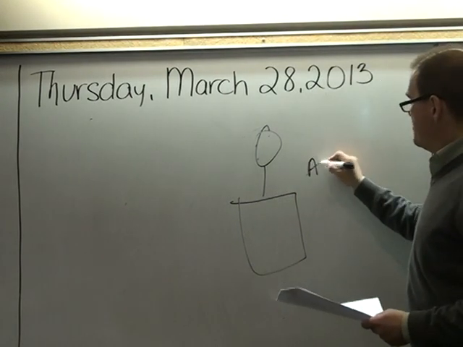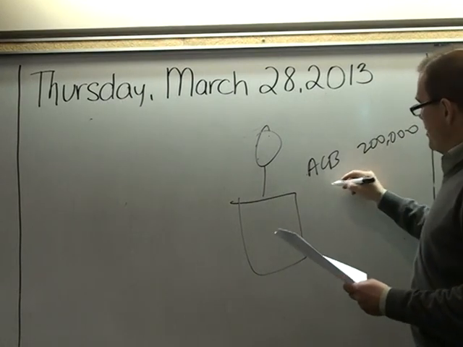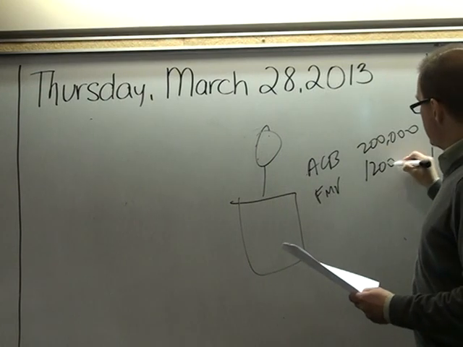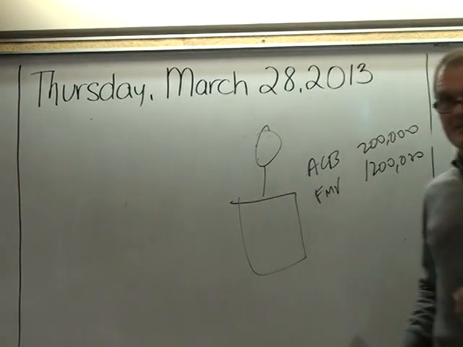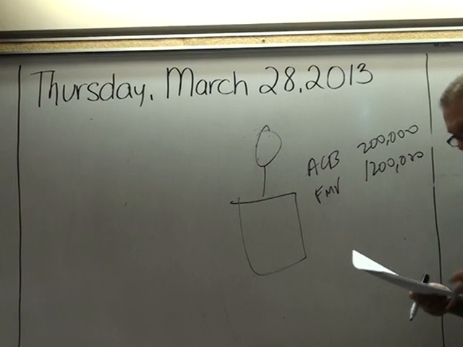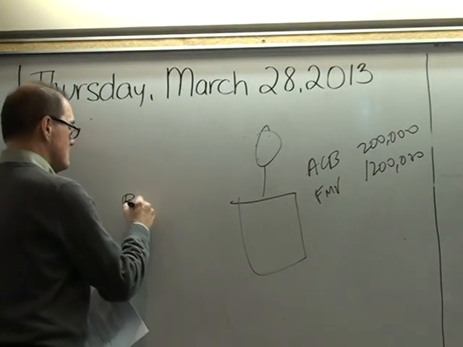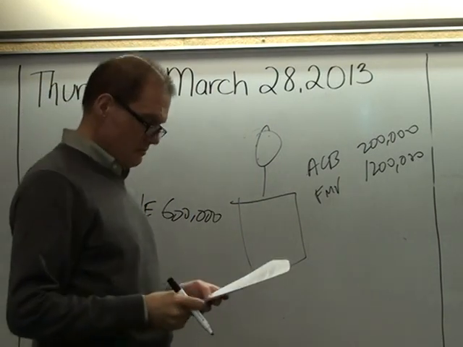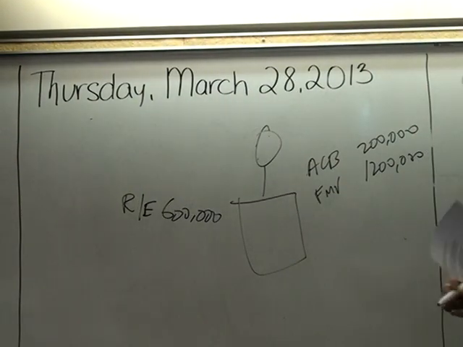Let's say my adjusted cost base is $200,000. The fair market value of the shares is $1,200,000. My capital gain is? What? You're standing in front of the numbers. My capital gain is $1 million. The retained earnings of this company is $600,000. How can I make this better?